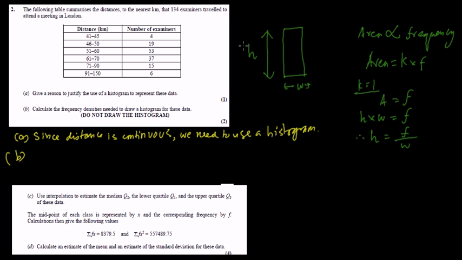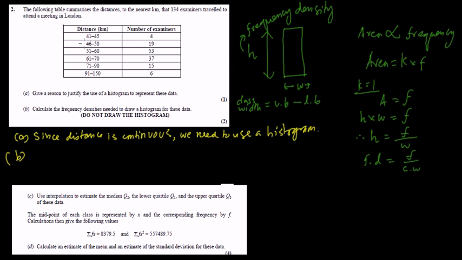So we write this as a special formula. The height, we call by a special name, frequency density. So we call it FD, and the frequency is frequency, and we call this width the class width. The class width, how wide the class is. The class width is calculated by taking the upper boundary of the class minus the lower boundary of the class.